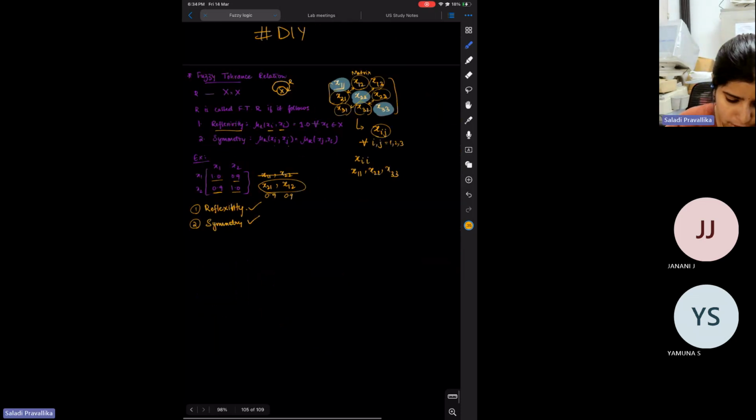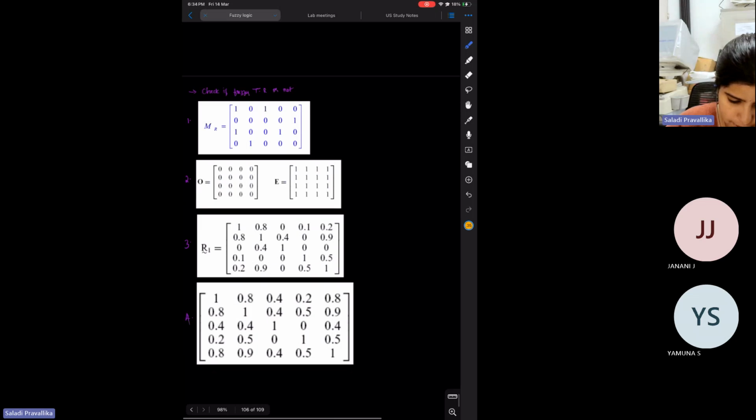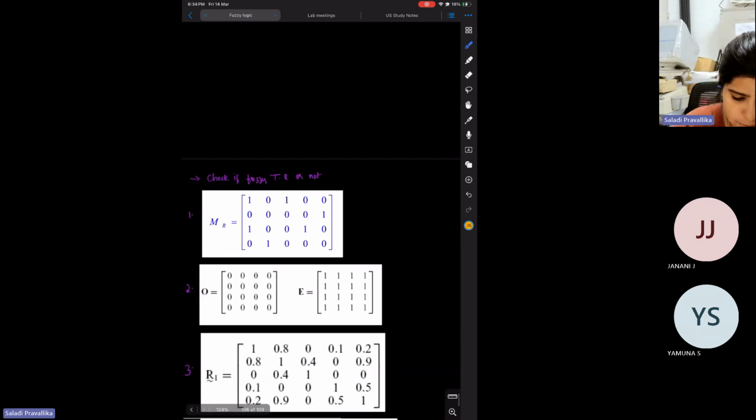So that is for reflexivity and symmetry. Here are some examples. Let's do these examples and see if these are fuzzy tolerance relations or not. Okay. So for the first one, reflexivity. So here the diagonal elements are these.